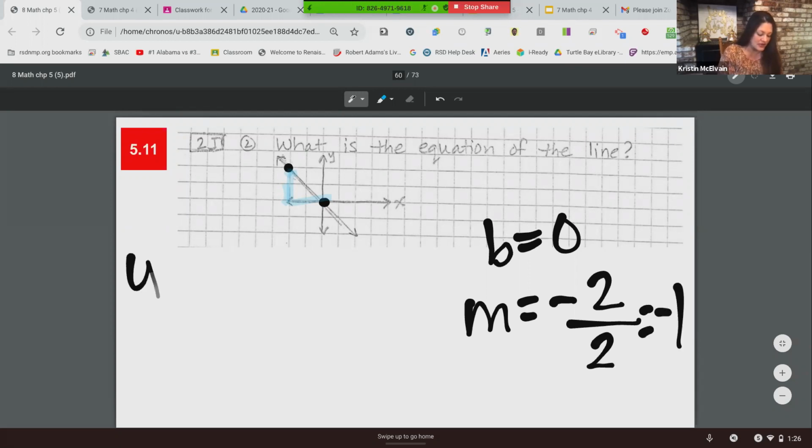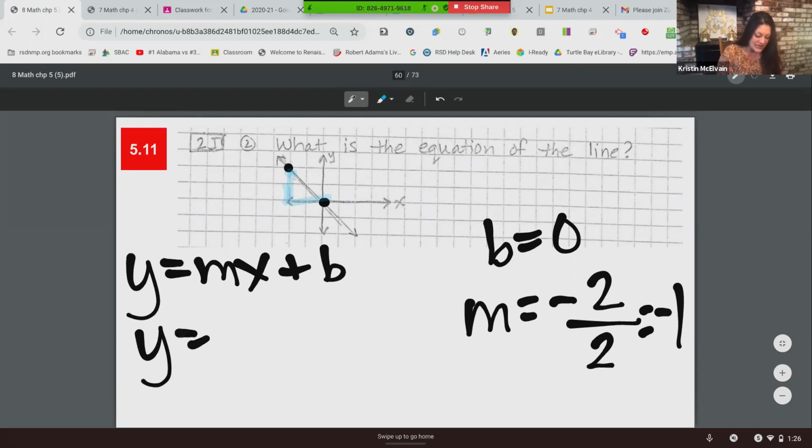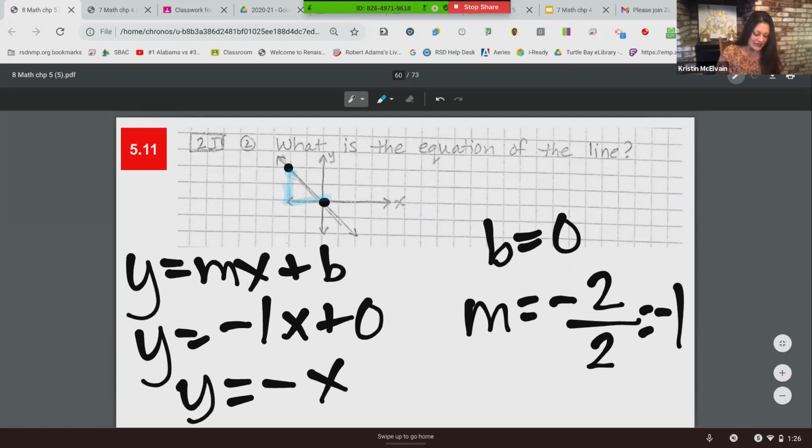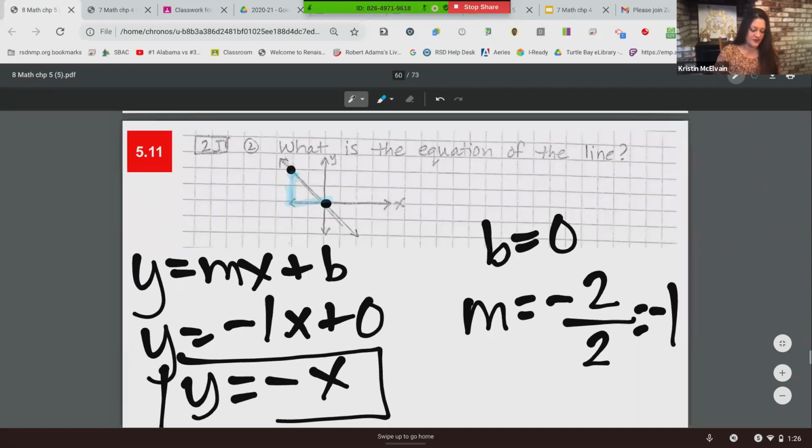With my slope-intercept equation, y equals mx plus b, let's plug in our values. So we have y equals -1x plus 0. And so what that would look like is y equals -x. All right, you don't have to put that 1 or the 0. Moving right along.